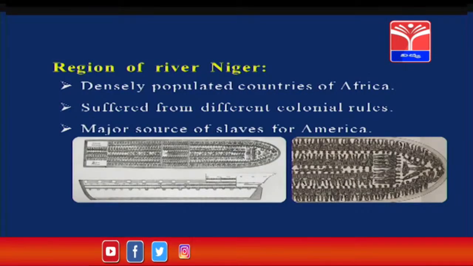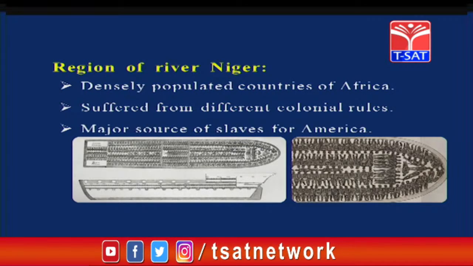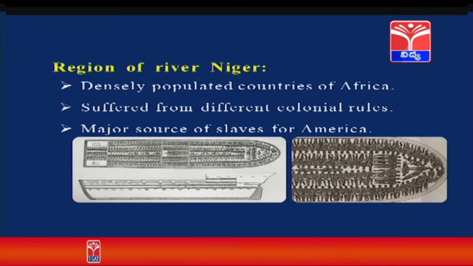This region suffered under different colonial rules, and it was a major source of slaves for America. Children, we have learnt even in your previous classes that there was a slave trade. That means when America was found, the Europeans went and settled there to make agricultural farms and to establish industries. So, for that purpose they needed many slaves, slave labor.